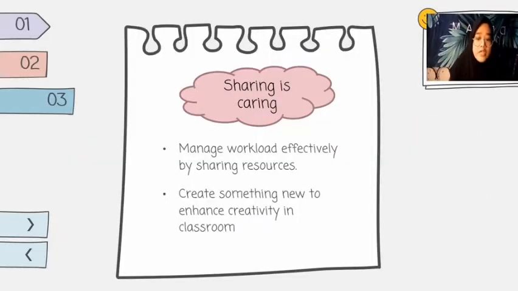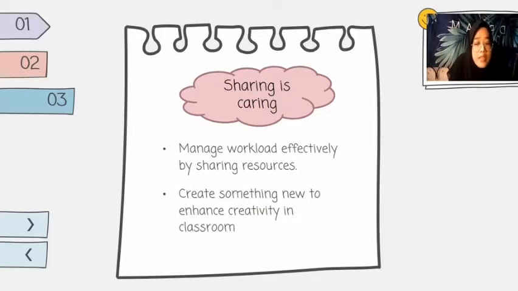Okay, first, sharing is caring. We all know about the importance of lesson planning, right? And we also know that teachers will only need one lesson plan that can accommodate use in multiple classes. So one of the things that you can do to manage your workload efficiently is to share resources.